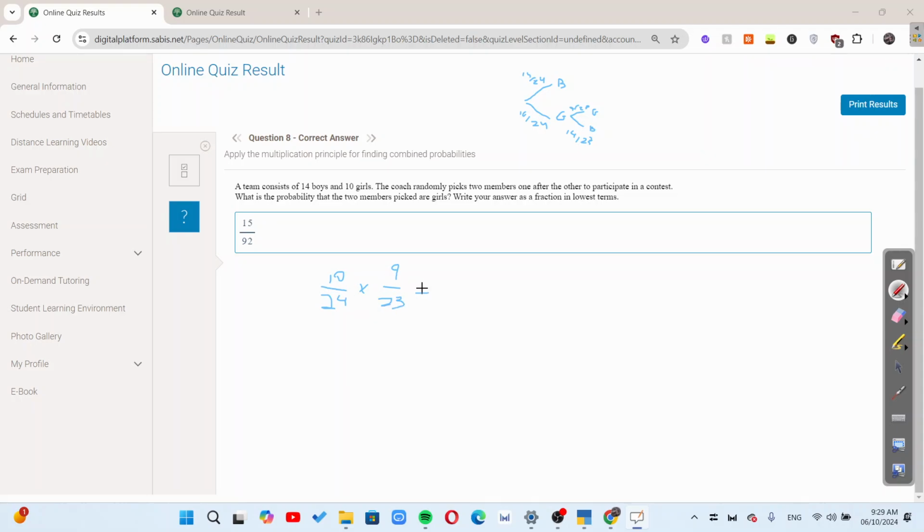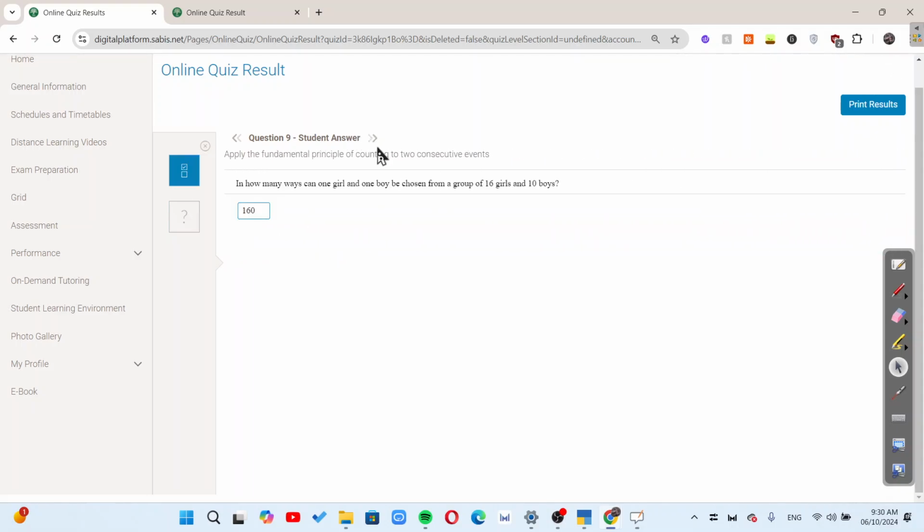And when you do that, you're going to get 15 over 92. Don't try to solve anything mentally. You're going to get mistakes. It's definitely prone to error in these types of questions. And since we're allowed calculators, why not use it? So that's how you solve this question. And yeah, that's it. Now, next question.